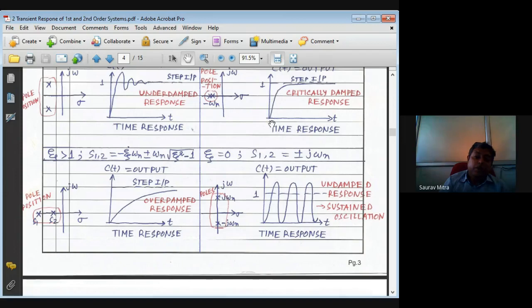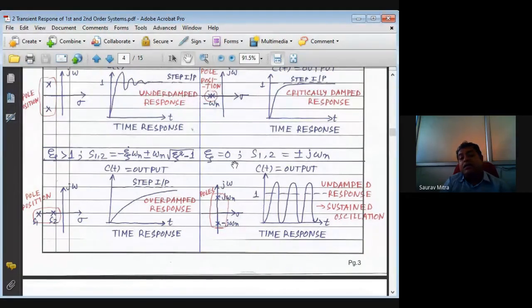So the response is the output, and what is the input? Input is 1. So this is the step input 1, and output is this one. Output is almost like a step input. So that is critically damped, that is zeta is equal to 1. For zeta is equal to 2, 3, 4, 5, the more you increase the value of zeta, the flatter will be the response. Flatter means it is a very slow kind of response to reach the output.